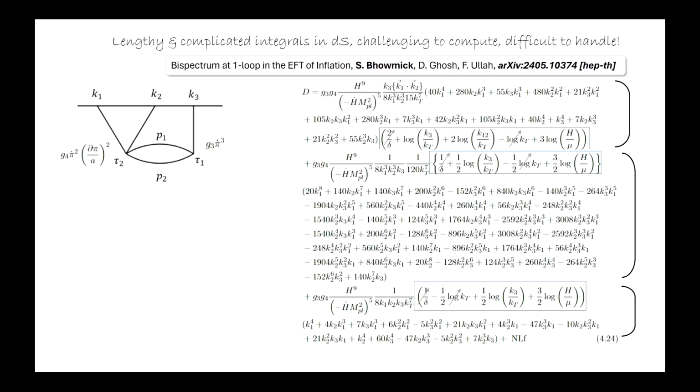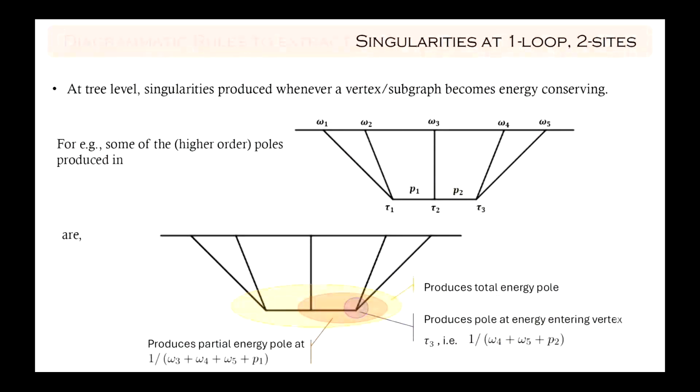For each piece that you see over here, you have a 1 by delta term and an unphysical log, but the relative factor once again is minus half. And so these unphysical logs are once again cured once you renormalize. Anyway, thanks to people like Baumann, Pimentel, Nima and others, we know what the singularity structure is at tree level, but we do not know what happens at loop level.